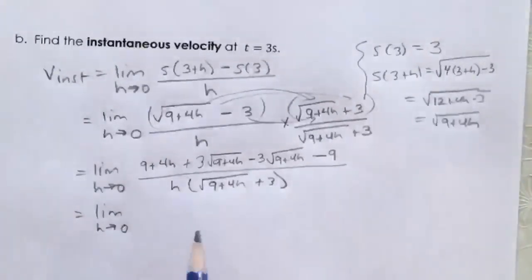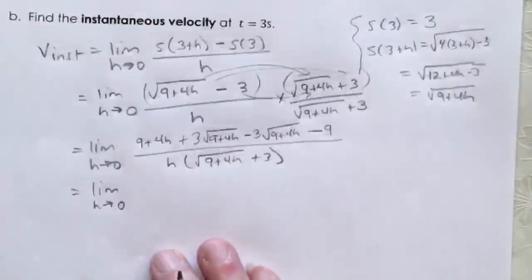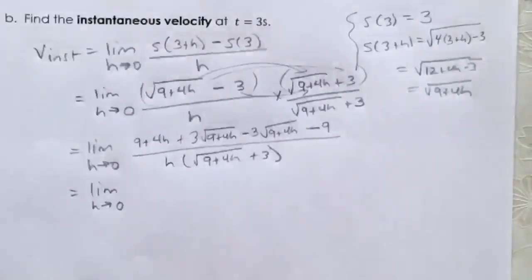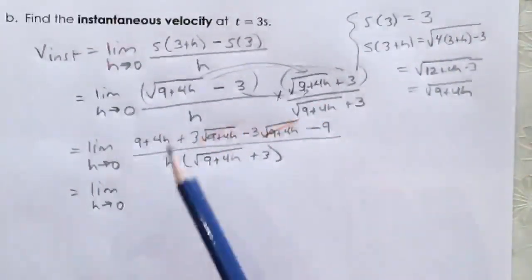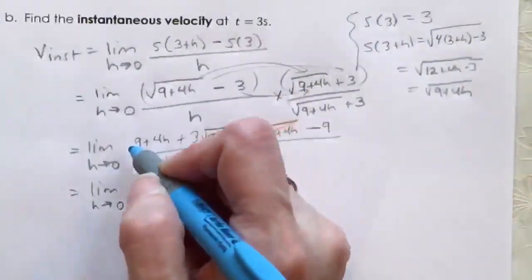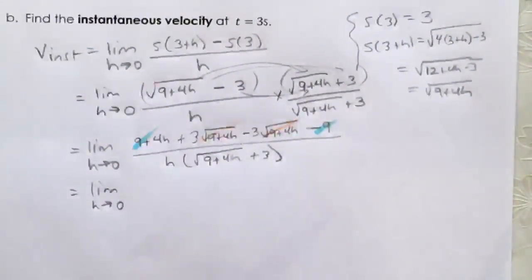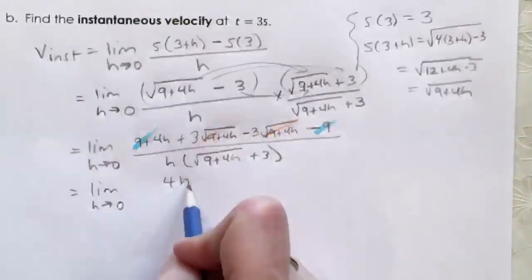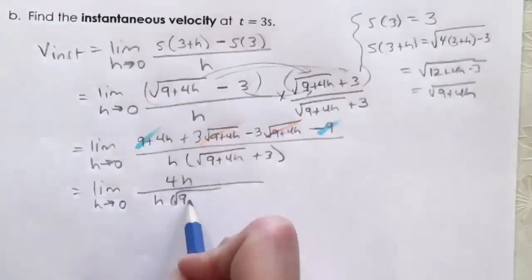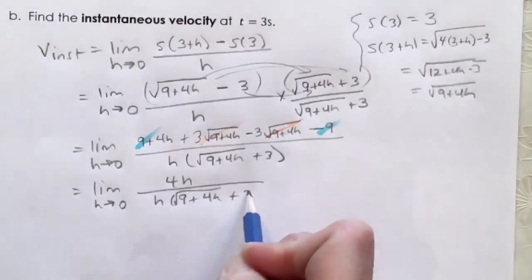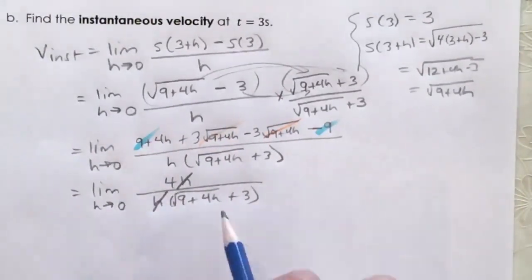So the limit as h approaches 0. Those add up to 0, and the 9 minus 9 add up to 0. So we have 4h over h times root of 9 plus 4h plus 3. The h's divide out.